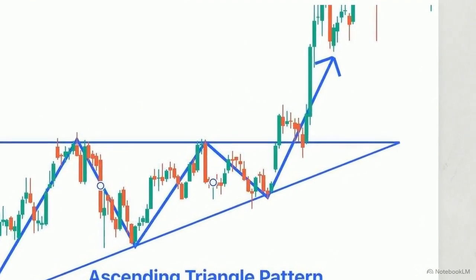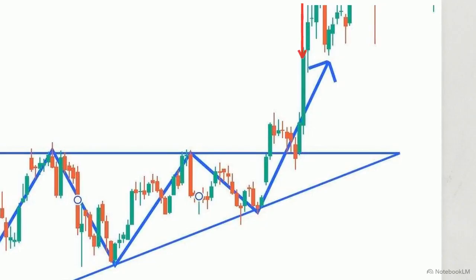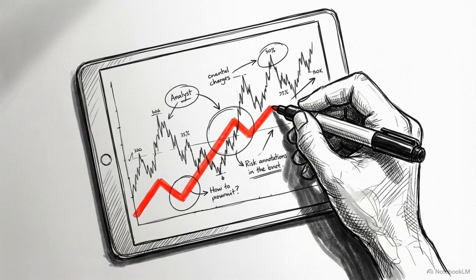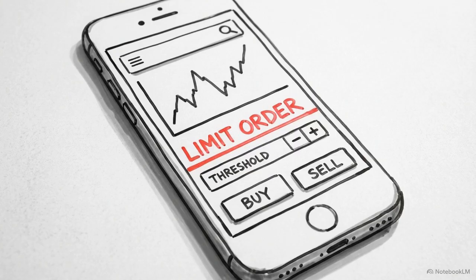Your rule of engagement is absolute. Take no action until a candle physically closes beyond that boundary. Drawing lines on a chart is just the theory. Having the patience to sit out until the boundary breaks is what actually protects your capital.